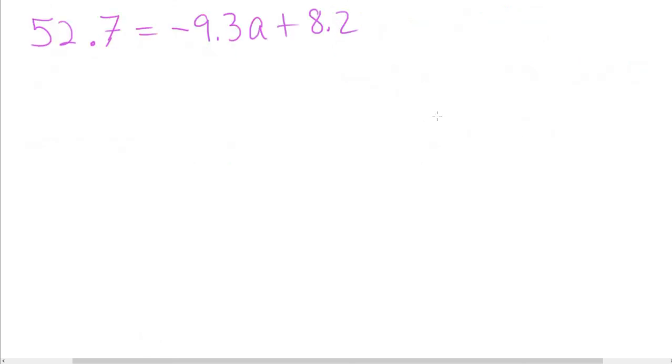So let's look at the following example. This one is in decimal. Feel free to pause the video and try it yourself. The same rules apply. We're going to get a by itself, and that's how we solve for a. So we're going to subtract off 8.2.